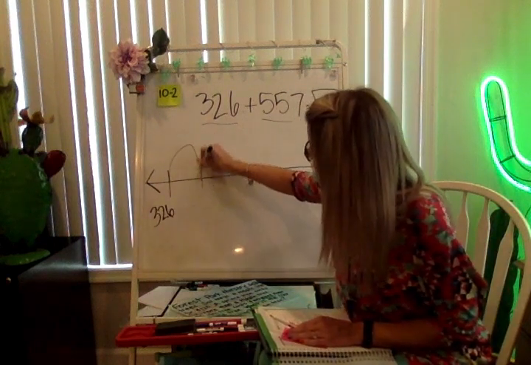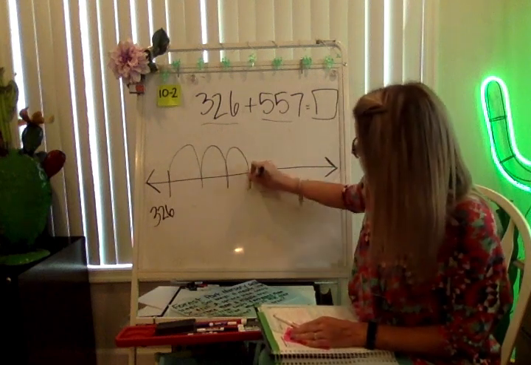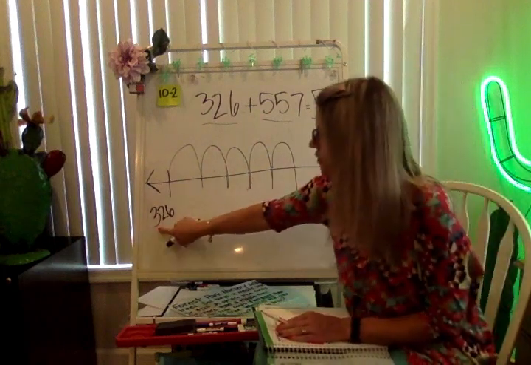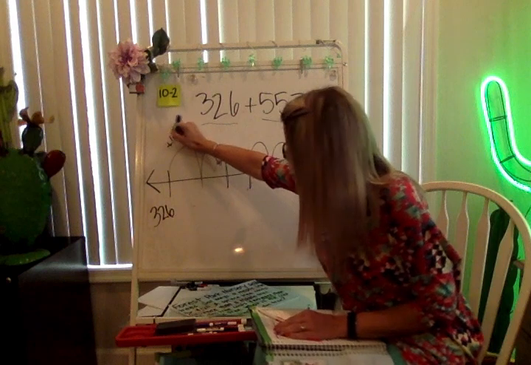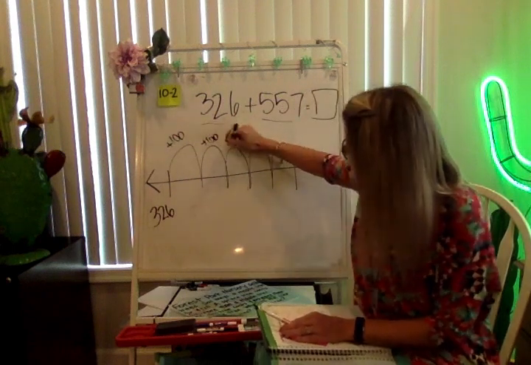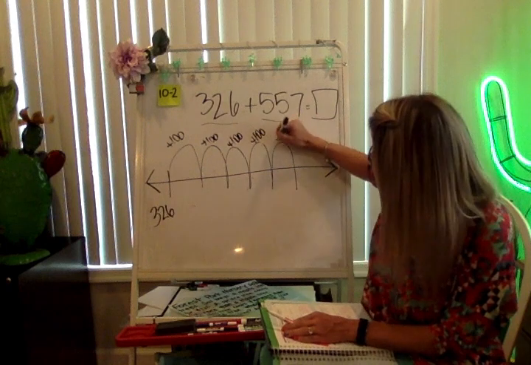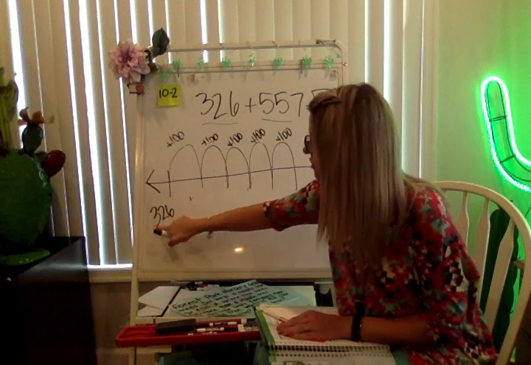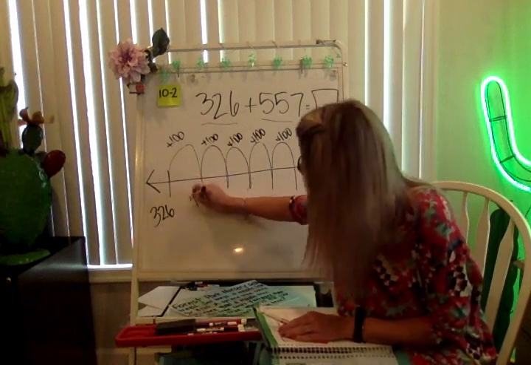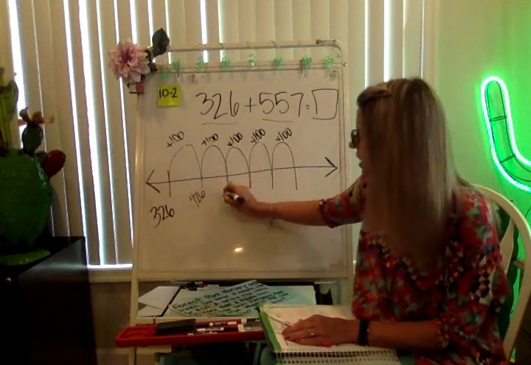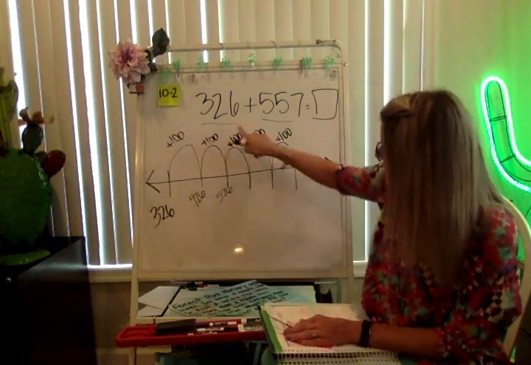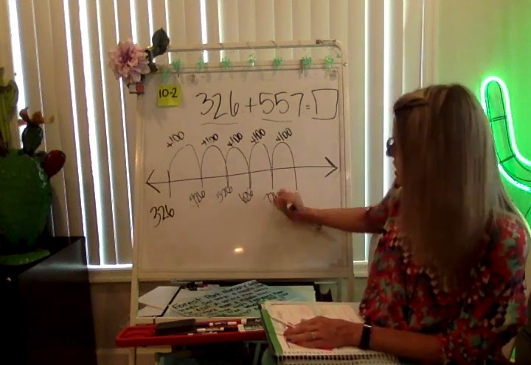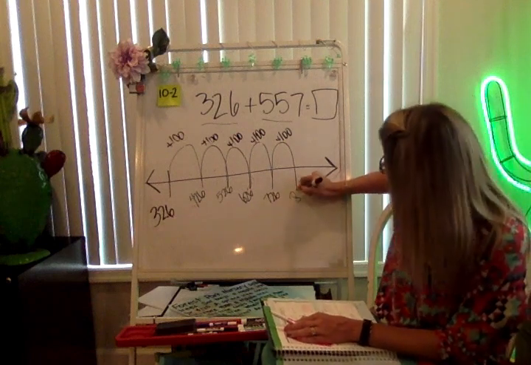So 1, 2, 3, 4, 5. I'm going to just go ahead and just show my 5s like that. 326, we're going to do plus 100, plus 100, plus 100, plus 100, plus 100. That'll show me the 500s. 326 plus 100 is 426. I'm going to add another 100. 526, add another 100. 626, add another 100. 726, add another 100. 826.